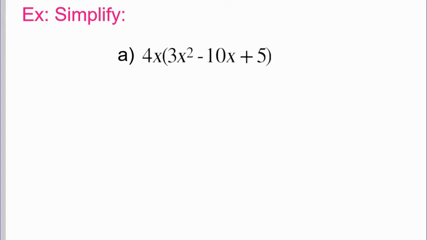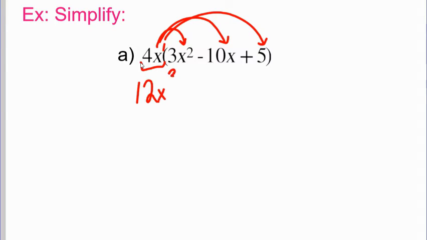First, we're going to simplify. So reviewing what it meant to multiply and simplify expressions, we're going to take 4x and I'm going to distribute it to everything on the inside of those parentheses. So 4x times 3x squared. 4 times 3 is 12. Then I've got 2 x's here and 1 x to start with. So that becomes x to the third power. Right, 2 plus 1 is 3.